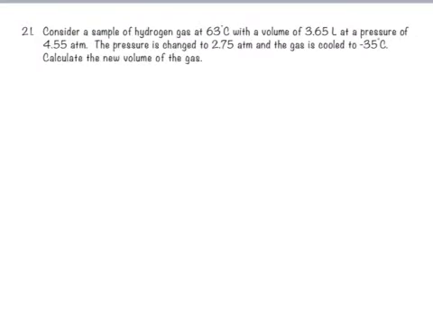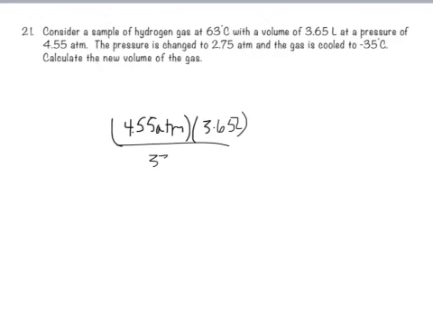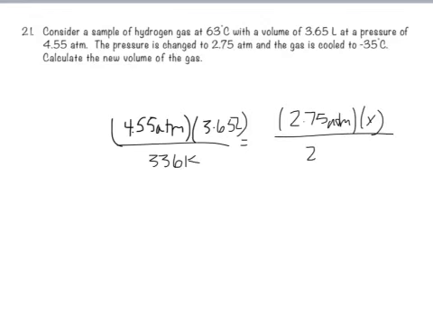This is another combined gas law problem. So I'm going to start with 4.55 atmospheres. Initial volume is 3.65 liters. Initial temp is 336 Kelvin. Okay, let's see, the final pressure, 2.75 atm. I do not know the volume. I do know the final temp is 238 Kelvin.